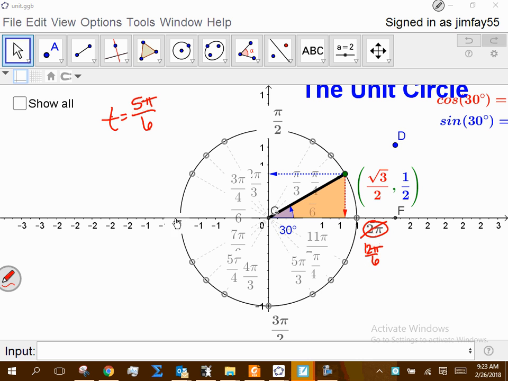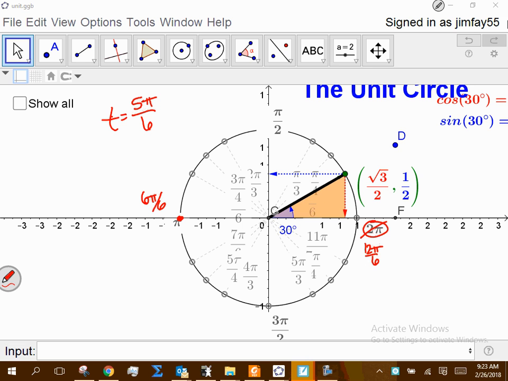What would pi be called? 6 pi over 6. If I do that, because ultimately, finding the reference value is just adding and subtracting, but we're going to have fractions for the most part, especially when they give you radians, it's nice to have all the denominators the same. That's what we need for addition and subtraction. So I always do that.